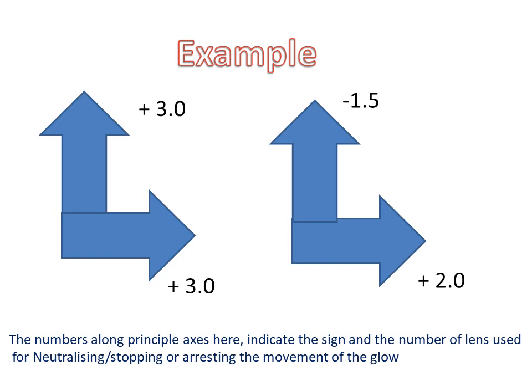So after that you have used plus 3 lenses so as to neutralize the vertical axis as well as the horizontal axis movement. Coming to the second example, which is there on your right hand side, in the vertical axis there was movement in the opposite direction. So you have used minus 1.5 lens for 5 diopters of power so as to arrest the movement in that particular axis. But in the horizontal axis, there was movement in the same direction, and hence you started using plus 1. Still the glow was moving, so you used plus 2 so as to arrest the movement of the glow in that particular meridian. So here the numbers along the principal axis indicate the sign and the number of lens used for neutralizing or stopping or arresting the movement of the glow.